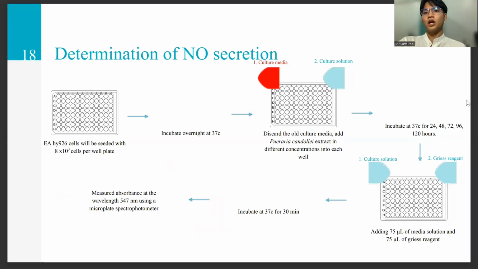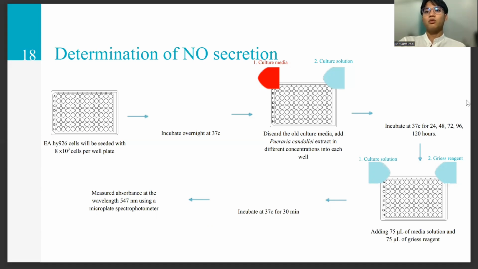The method of determination of NO secretion by Griess assay. The measure of nitric oxide uses Griess's diazotization reaction, the reaction between sulfanilic acid and nitrite to form diazonium salts.